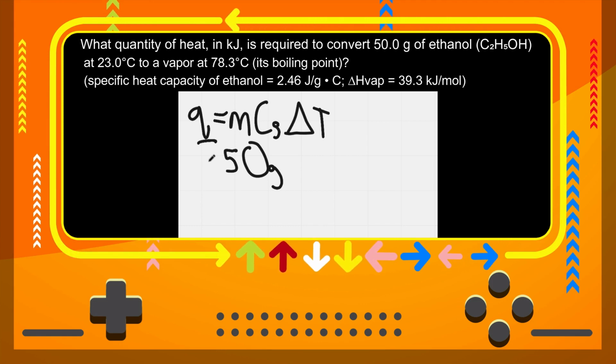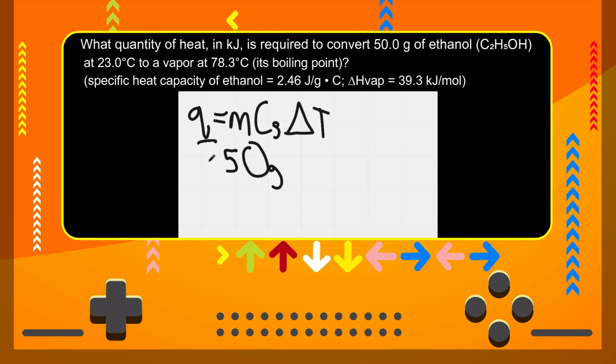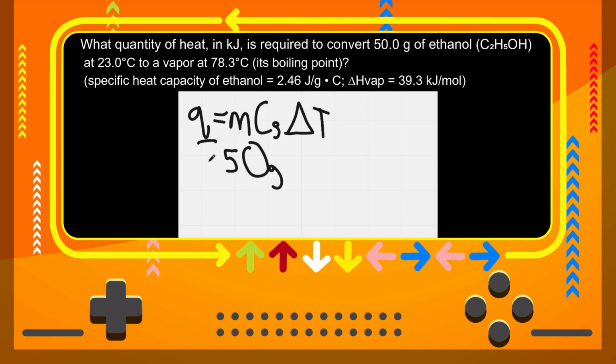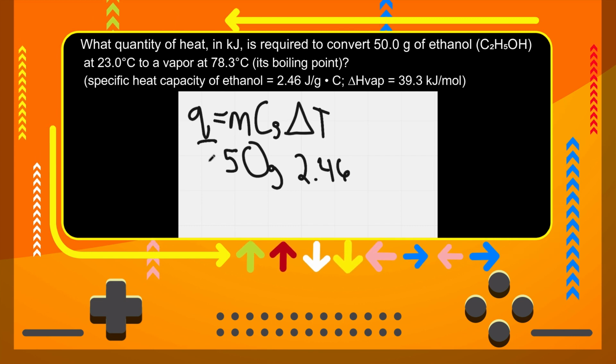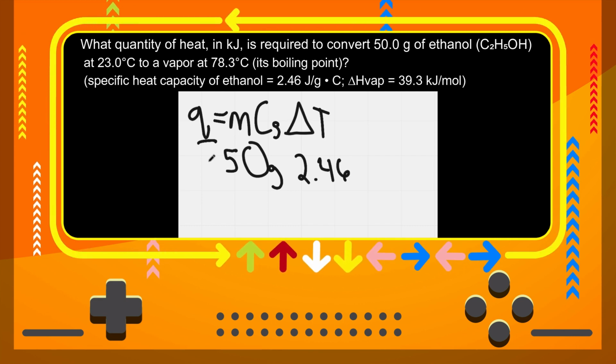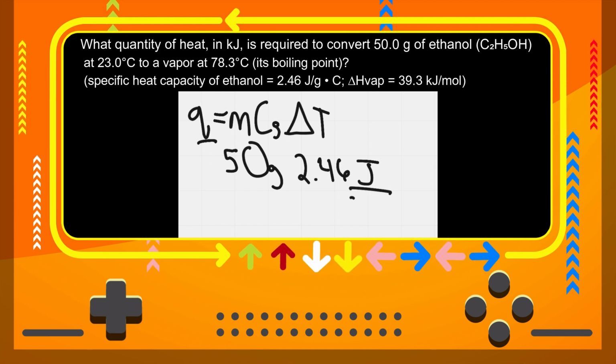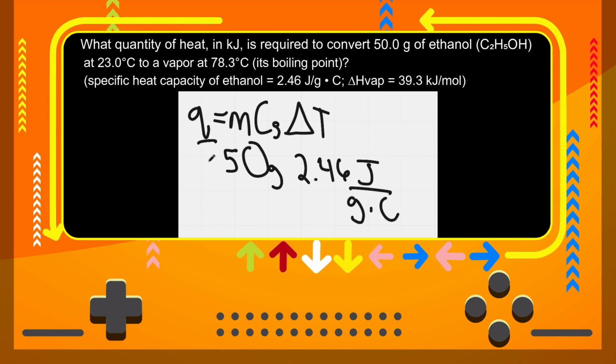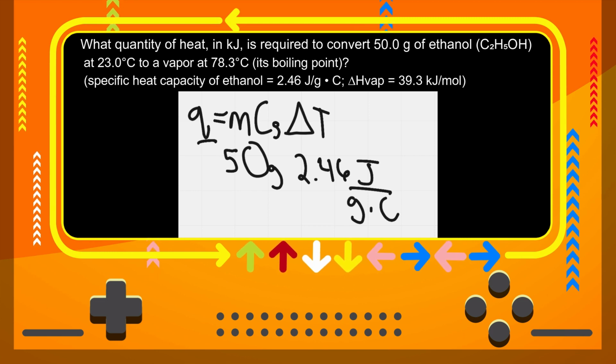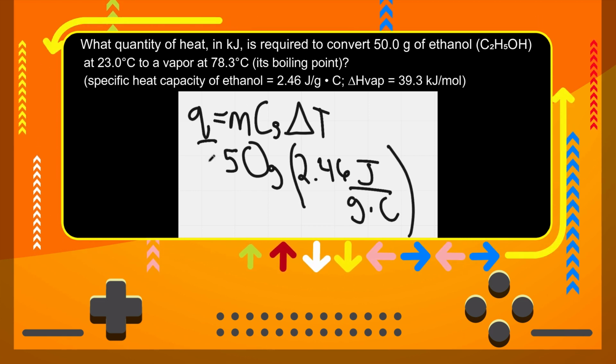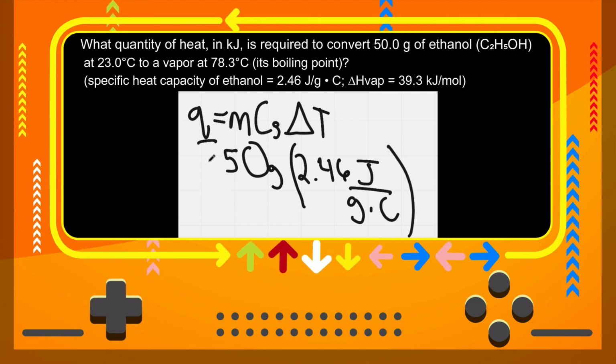What about our Cs? Cs stands for specific heat capacity. Now, what was the specific heat capacity of ethanol again? That was 2.46. Pay attention to units right here: joules over grams Celsius. So we've got our Cs, our specific heat capacity. And then what about our delta T, everybody? What do we have for delta T?